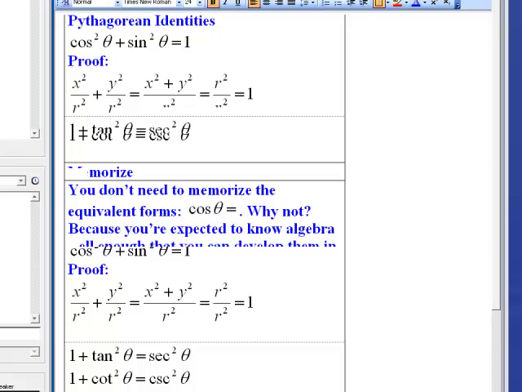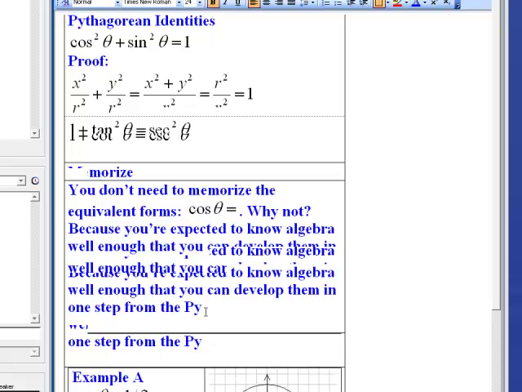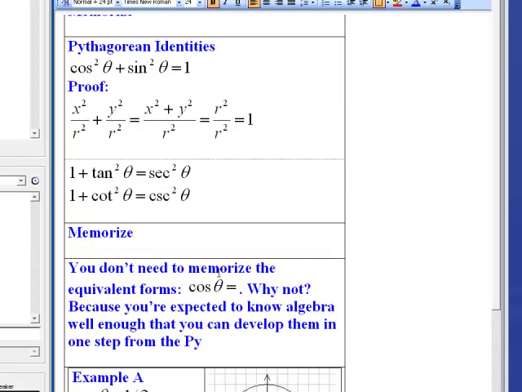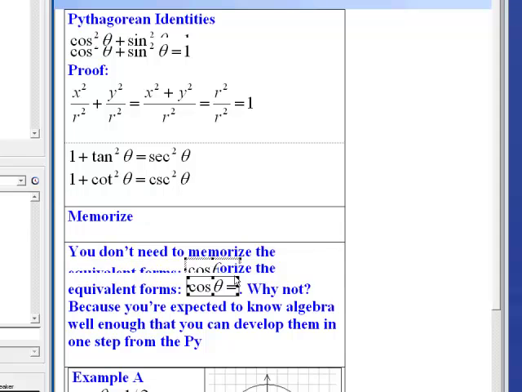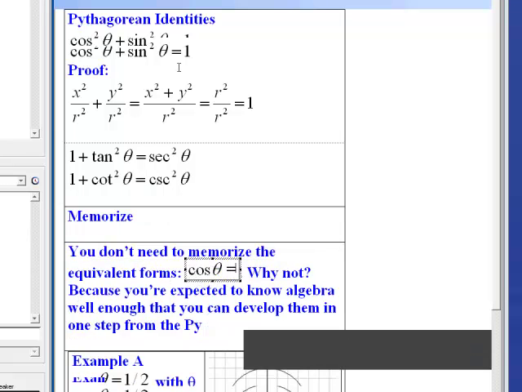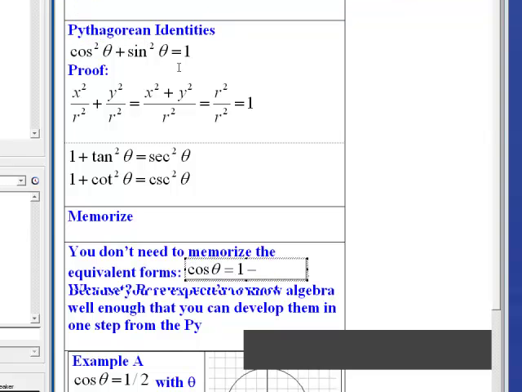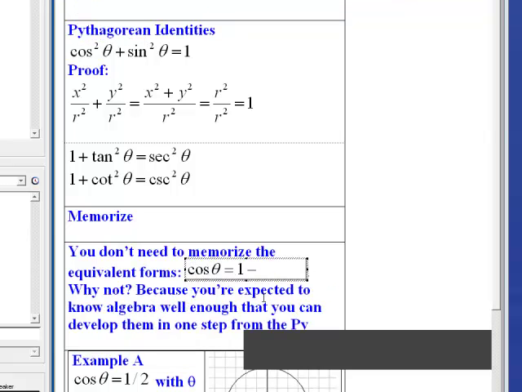There are equivalent forms to the Pythagorean identities, where you simply solve for cosine theta. So this one here would look as cosine theta equals, get the sine squared on the other side, so it's going to be 1 minus sine squared theta.